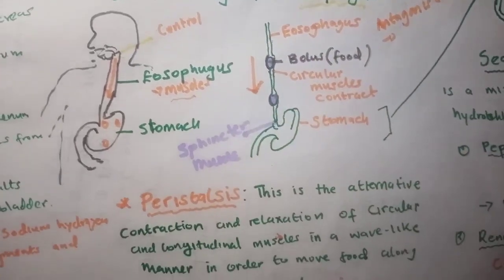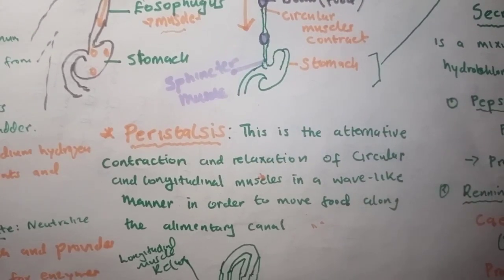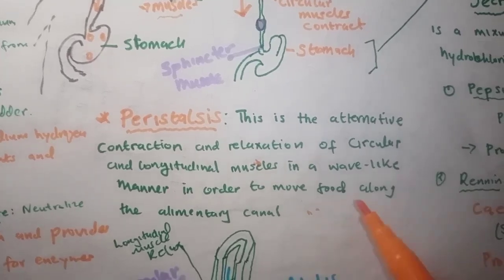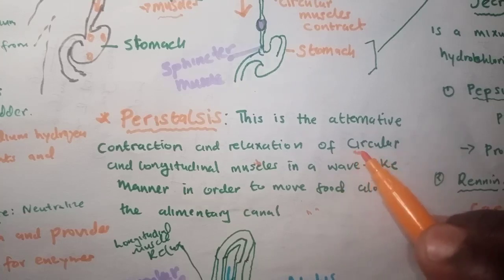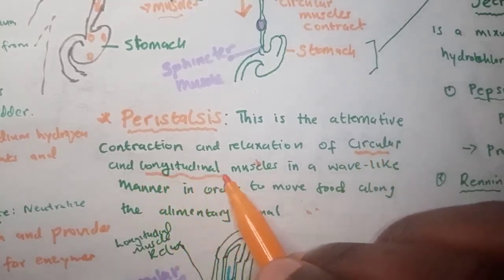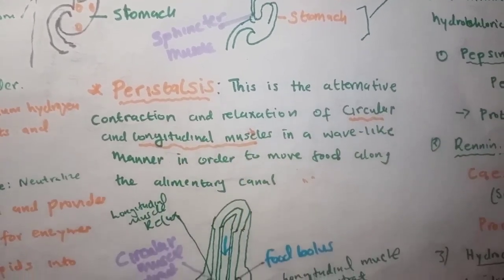So let's look at what peristalsis is all about. Peristalsis is the alternate contraction and relaxation of circular and longitudinal muscles. These two muscles contract in a wave-like manner in order to move food along the alimentary canal.